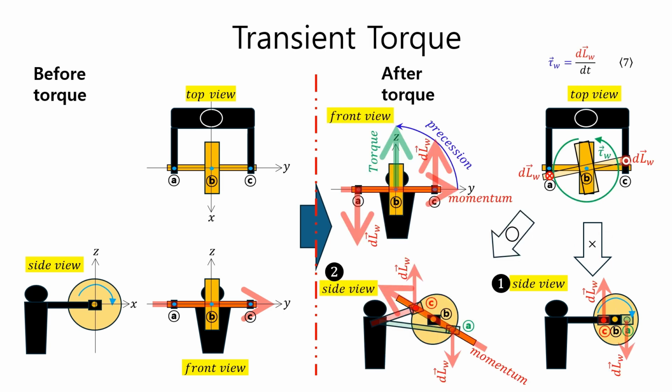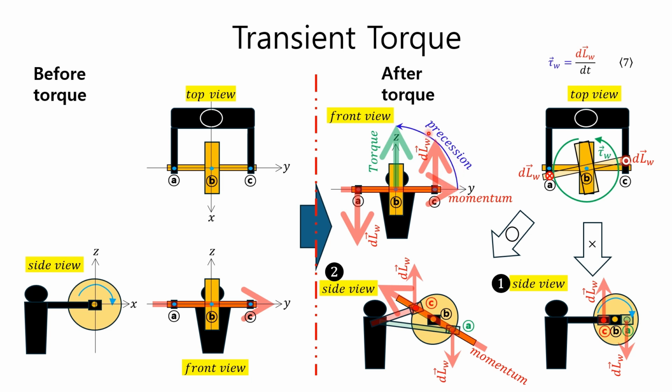In order to understand the behavior of the bicycle wheel, we need to analyze the angular momentum vector dLw, which represents the amount and direction of change in angular momentum as seen above. As explained above, the direction of the angular momentum vector dLw is parallel to the positive z-axis, which is the torque axis at point C, and parallel to the negative z-axis at point A. This is a direction perpendicular to the angular momentum of the bicycle wheel and is consistent with the precession direction.